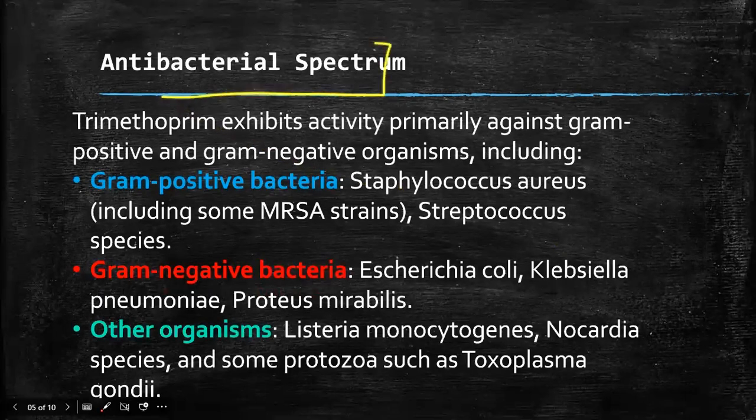If we look at the antibacterial spectrum, among gram-positive bacteria, it is good for Staphylococcus aureus, including MRSA, methicillin-resistant Staphylococcus aureus, and Streptococcus species. For gram-negative, you will see E. coli, Escherichia coli, Klebsiella pneumoniae, and Proteus mirabilis. Other organisms include Listeria monocytogenes, Nocardia, and some protozoa, Toxoplasma gondii. But this is not the most specific antibacterial spectrum. It's a general one.